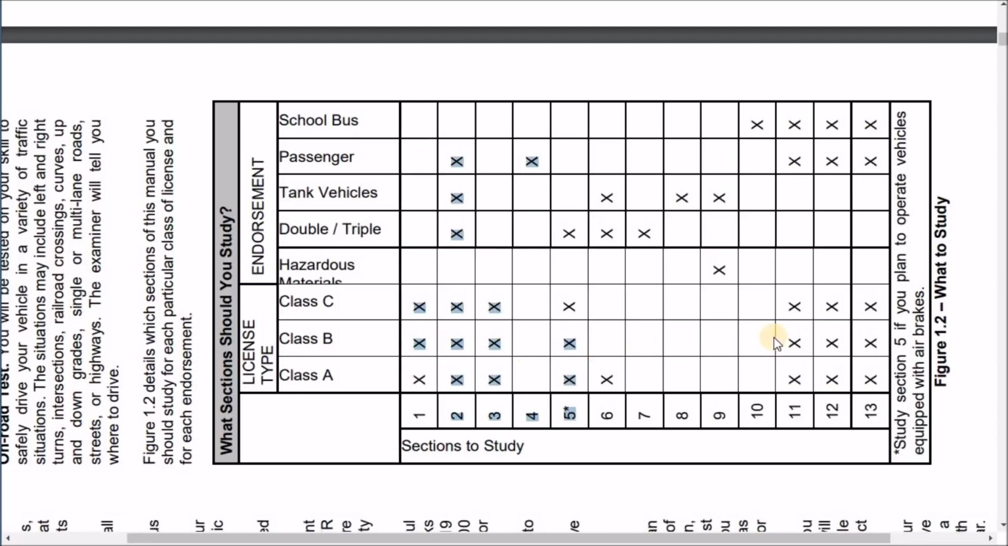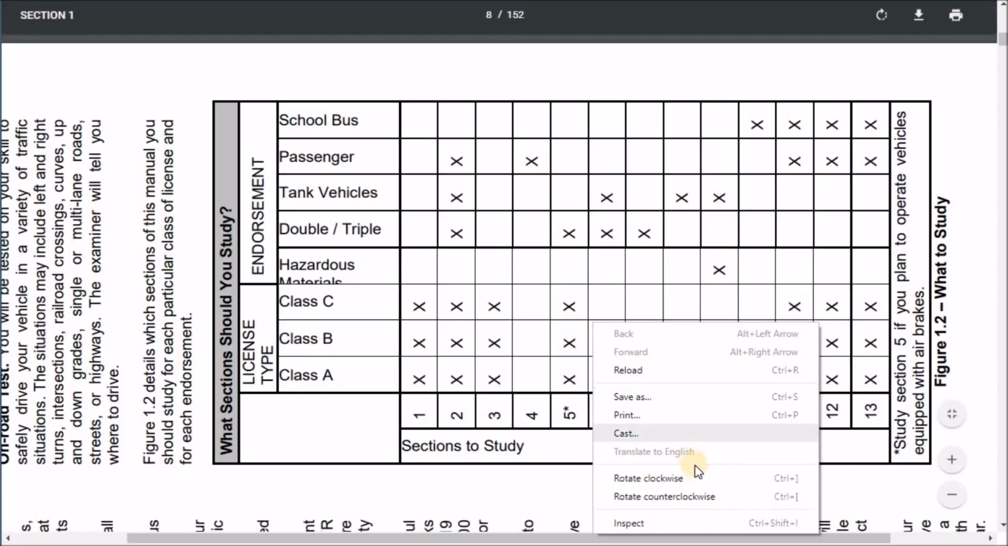And Class B tells you right here, well, can't really go that way, but Class B, you need to study Section 1, 2, 3. Section 5 if you're driving, say, a city bus with air brakes or a school bus with air brakes, any vehicle with air brakes that has passengers. Section 11, 12, and 13. So, a school bus would be section 10. Also, passenger. You'd need that. So let me go ahead and rotate this the other way.